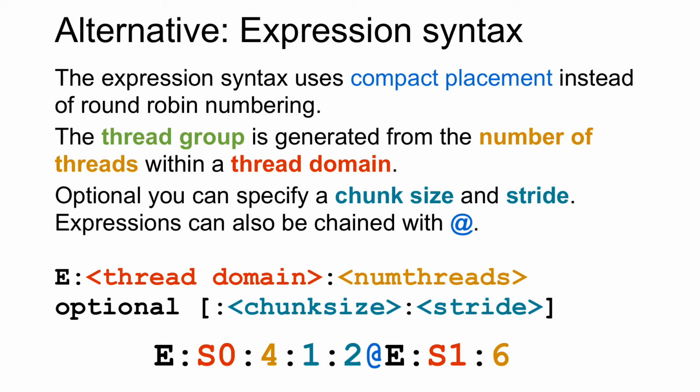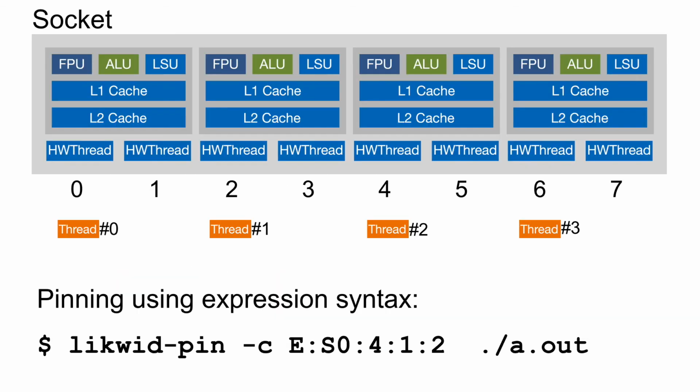The expression syntax is, for example, useful if you want to use a subset of hardware threads on a subset of cores. This is very difficult to do in the thread group syntax if you have a large number of cores. It may also be more convenient to use in, for example, benchmarking scripts where you just specify the number of threads to use. Here you see the previous example, but now using the expression syntax.